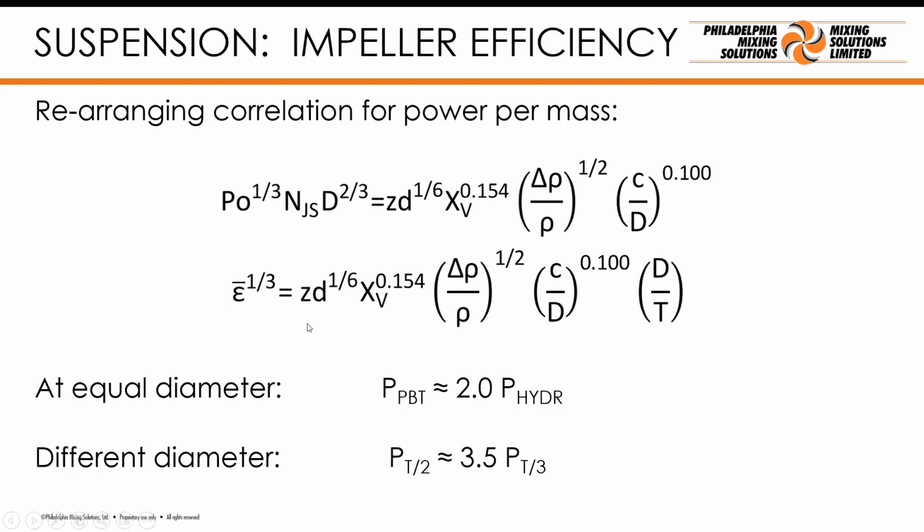So what this tells us, because of the Z value, which I apologize again is not included, and I will make sure it is included, at equal diameter, a pitch blade turbine requires twice the power of a hydrofoil. And a large pitch blade turbine requires 3.5 times the power of a pitch blade turbine which is 1/3 the tank diameter, 1/2 to 1/3.